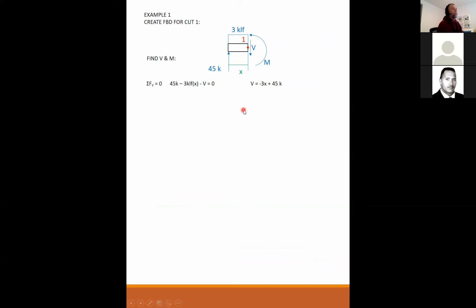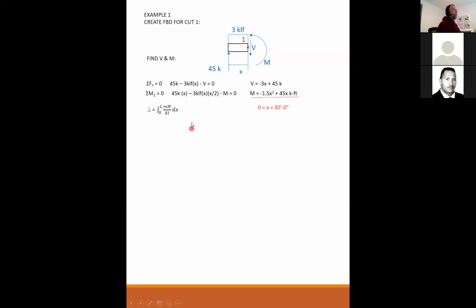find my shear and moment, sum the forces in the Y for shear, sum the moments: 45 kips times x, minus 3 times x over 2 is the moment arm, minus M, and the equation for the moment is minus 1.5x squared plus 45x. And this is valid from 0 to 30 feet.